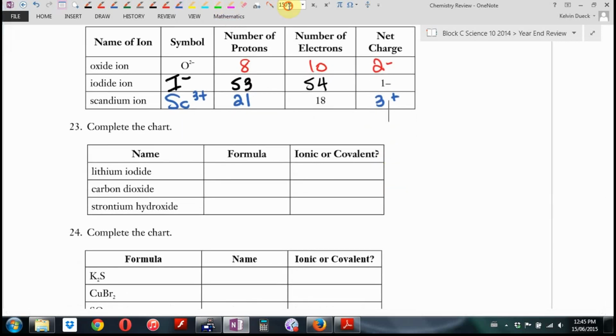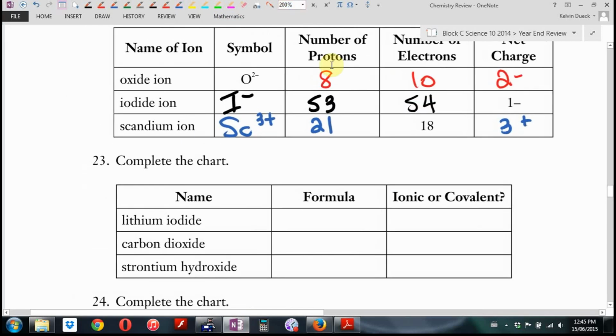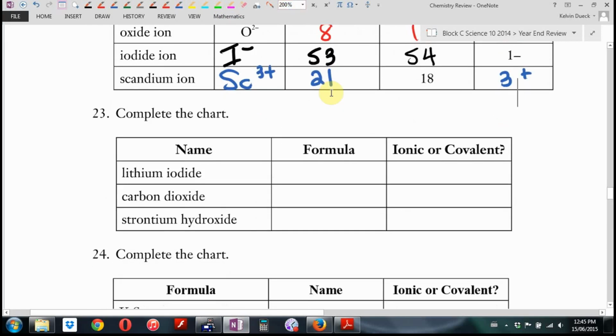Let's do some naming. Quick like a bunny. So on the provincial, they'll make these multiple choice. In other words, if they said lithium iodide, complete the formula, I'll tell you what they'll probably have right now: LiI, Li2I, LiI2, and I don't know, Li2, something like that. Okay, making it multiple choice.